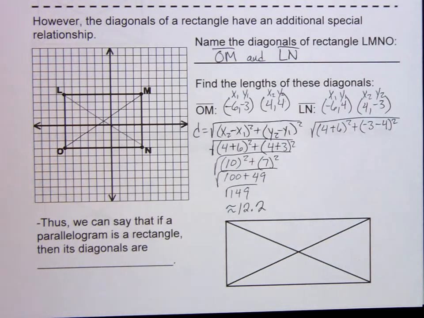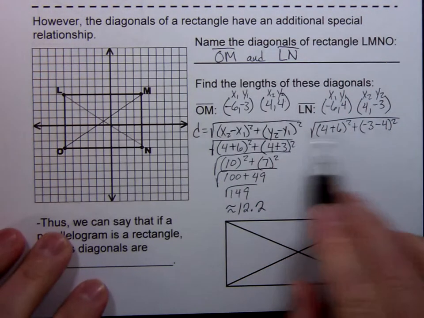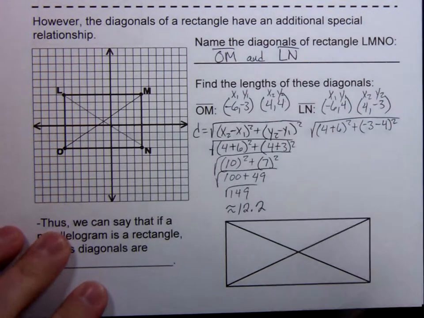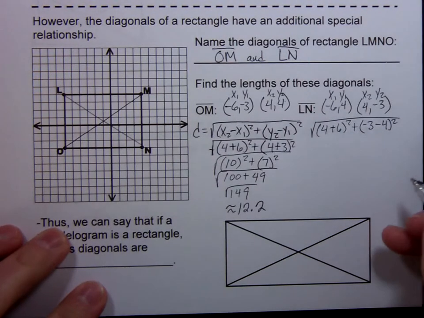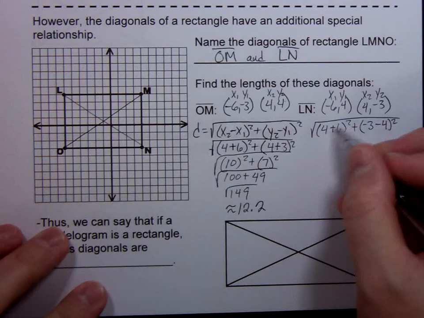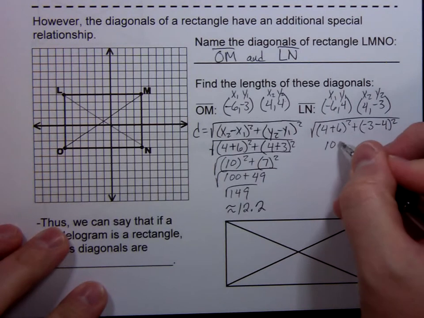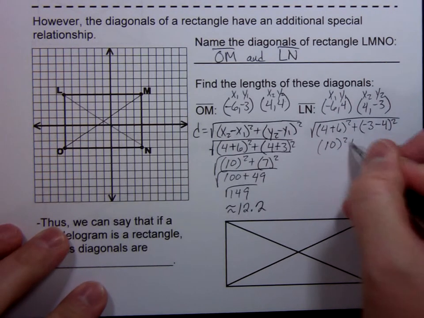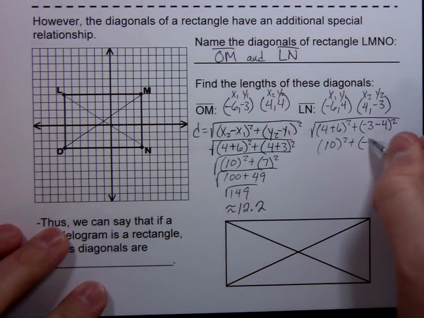Okay, again, if you'd like to type all this in the calculator, you can type it in the calculator right here and it'll give you the answer as long as you do it correctly. On paper, remember in PEMDAS, order of operations, we do what's in the parentheses first. So 4 plus 6 is 10. A negative 3 minus 4 is a negative 7.